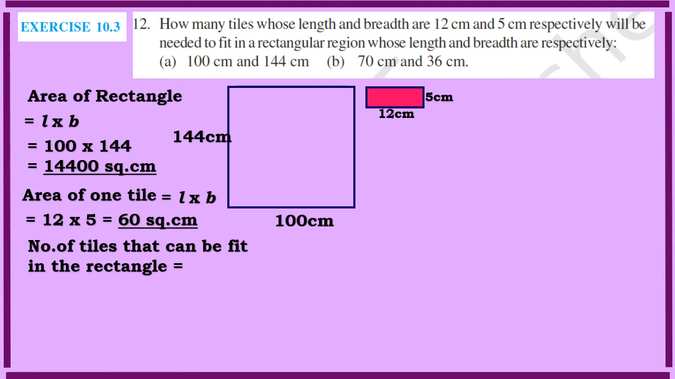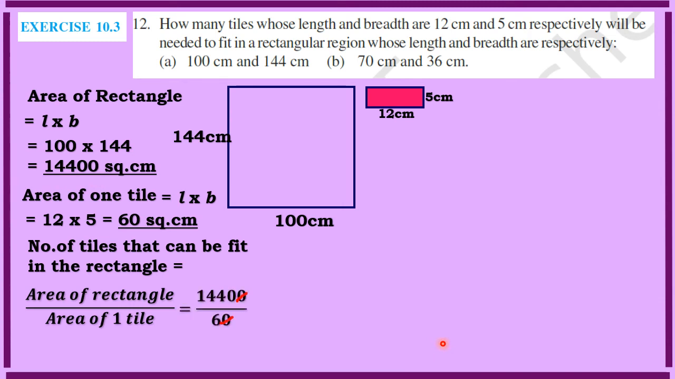The number of tiles that can be fit in the rectangle is equal to the area of the rectangle divided by the area of one tile. Then only we will know how many 60s are there in 14,400. Got it? So divide it, cut the zeros, and you will get 240 tiles can be fitted.